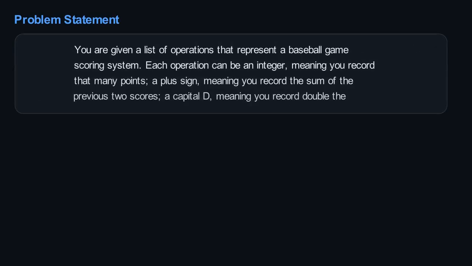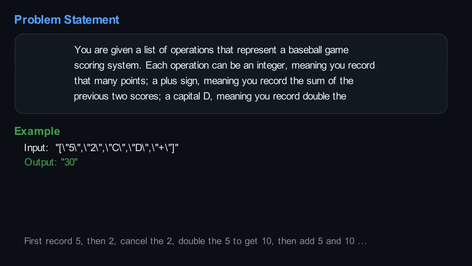You are given a list of operations that represent a baseball game scoring system. Each operation can be an integer, meaning you record that many points, a plus sign, meaning you record the sum of the previous two scores, a capital D, meaning you record double the previous score, or a capital C, meaning you invalidate the most recent score. After processing all operations, you return the sum of the valid scores.